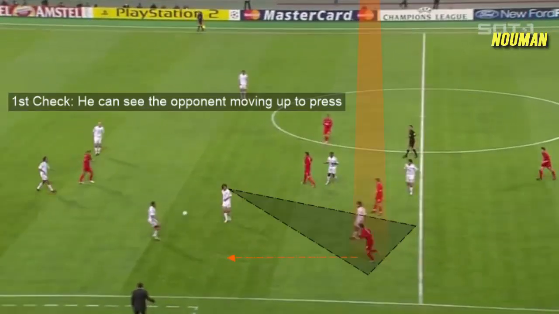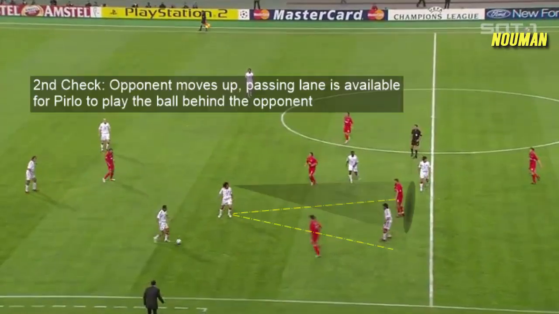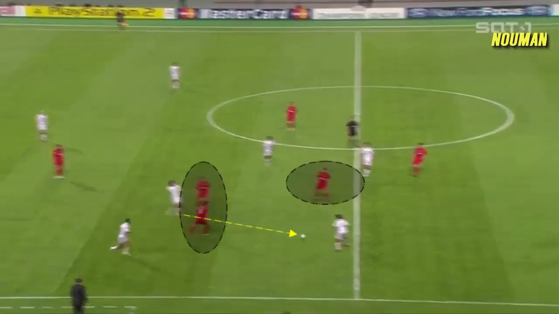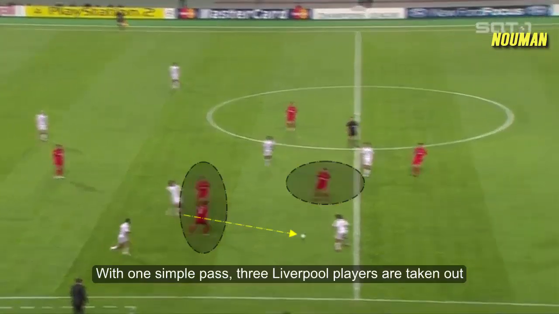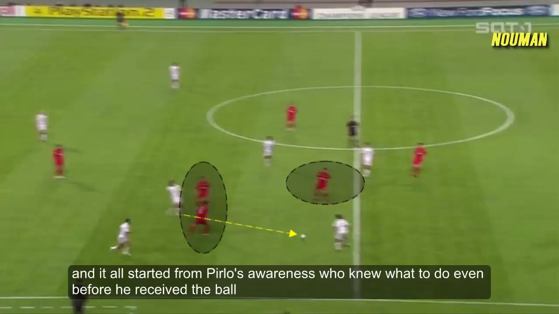First check, he can see the opponent moving up to press. Second check, opponent moves up, passing lane is available for Pirlo to play the ball behind the opponent. With one simple pass, three Liverpool players are taken out, and Gattuso now has the chance to start the attack for AC Milan. And it all started from Pirlo's awareness, who knew what to do even before he received the ball.